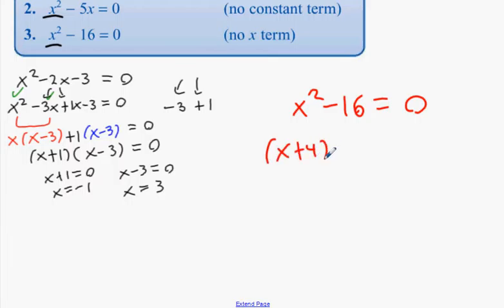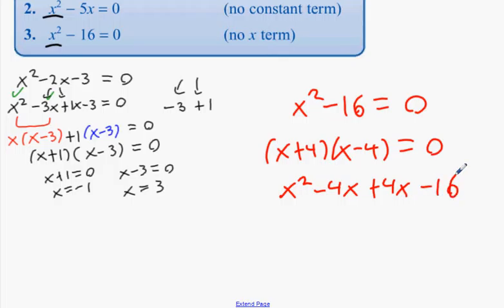x plus 4 and? How would you check if you're correct? You can multiply it back out, couldn't you? x by x, x by minus 4, 4 by x, 4 by minus 4. The middle cancels, doesn't it? If you don't have the right number, it will tell you, won't it?